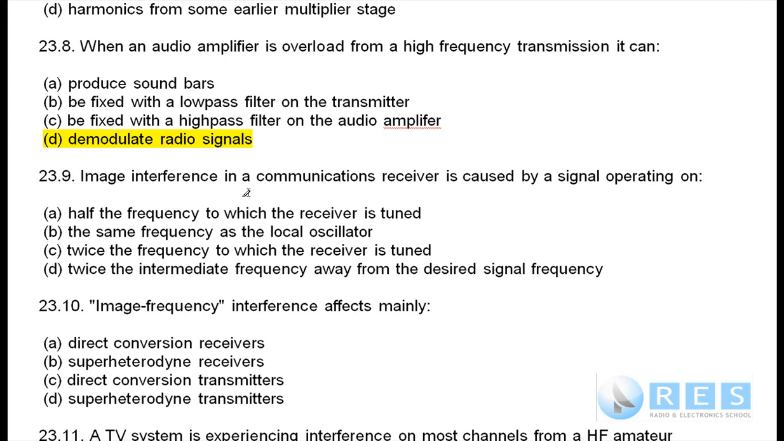23.9. Image interference in a communications receiver is caused by a signal operating on twice the intermediate frequency away from the desired signal. And we covered IF interference earlier on, intermediate frequency interference. If you're not understanding that, you should go back and have a look at the tutorial where we talked about that.